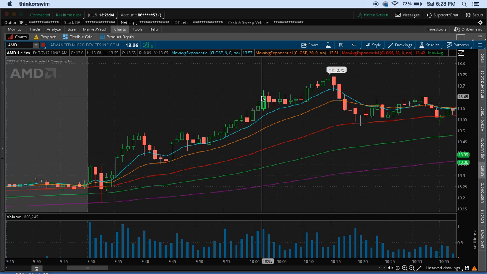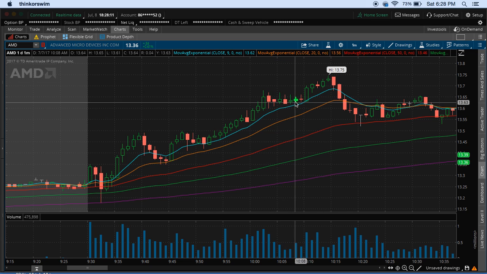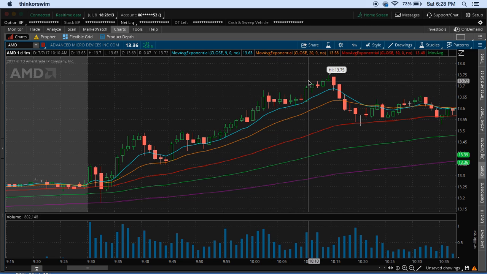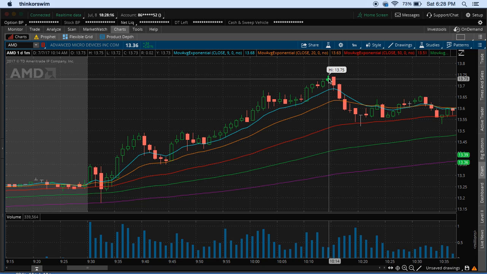And as you can see right here, we sell up. We got a little extended off the 9 moving average, so we sold back down, touched it, support, boom. We ripped up again a little bit, and then we peaked out, and now we're going into a downtrend.